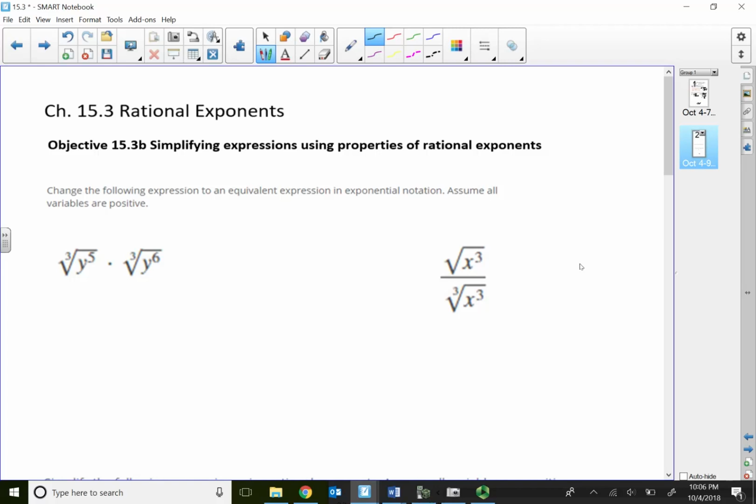Welcome back to Module 15.3. Let's take a look at how we can simplify expressions using the properties of rational exponents.